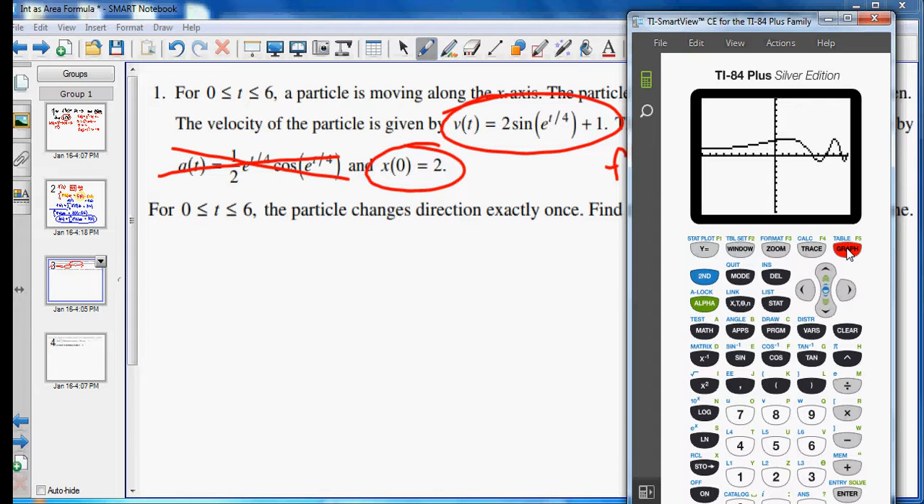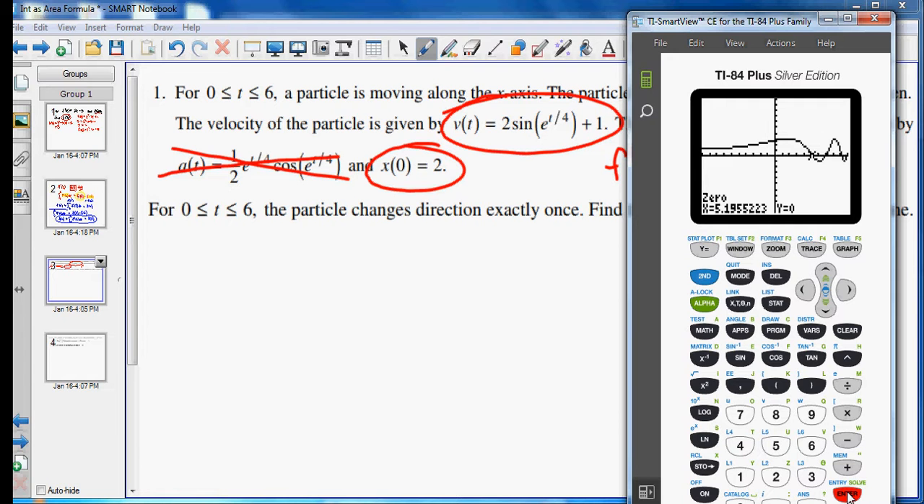But it changes direction pretty close to 5. If you count over 1, 2, 3, 4, it looks like it's pretty close to 5. So what I'm going to do is go to Second, Calc, and I'm looking for the 0. Then it will ask me for the left bound, so I'll move just to the left of that spot. The calculator is moving very slowly for me when I try to do that. So I know it's hitting the 0 somewhere between 4 and 6. I'm just going to tell it the left bound is 4 and hit enter. And the right bound is 6 and hit enter. And when it says guess, I'll just ignore it and hit enter again.